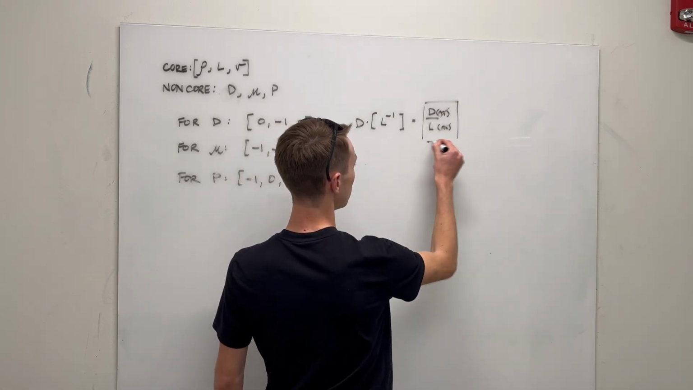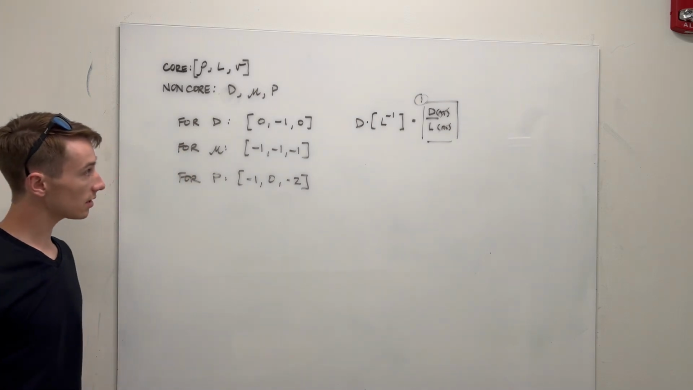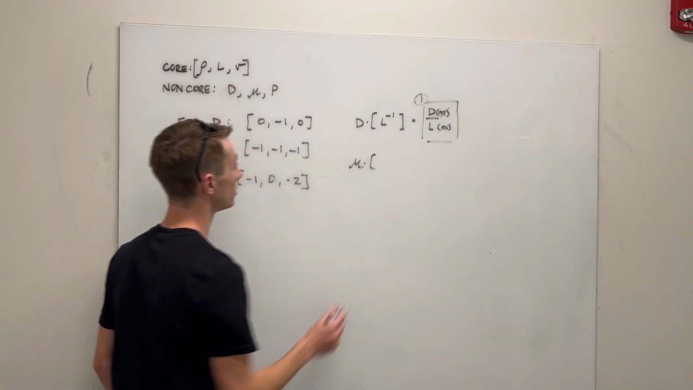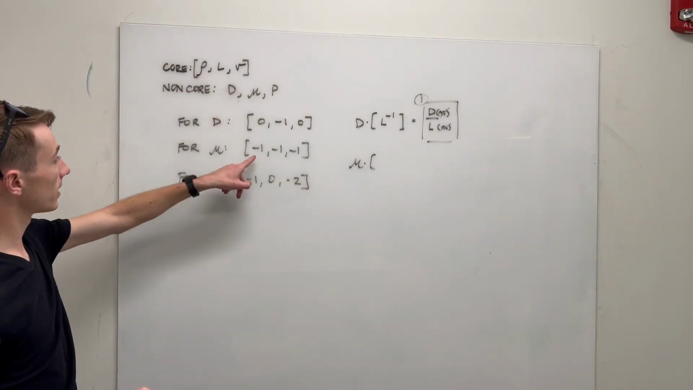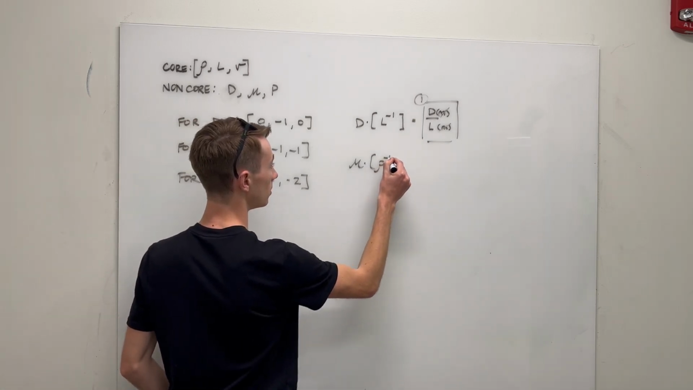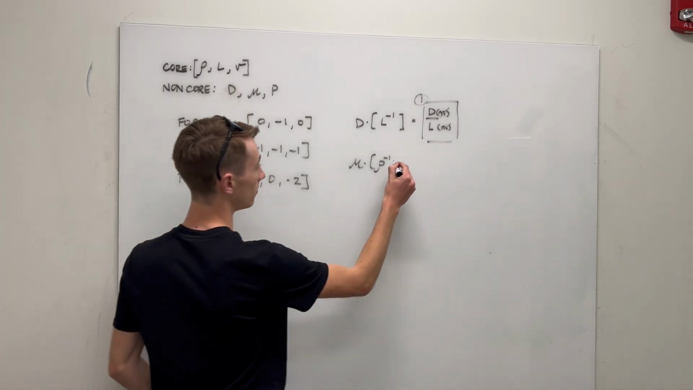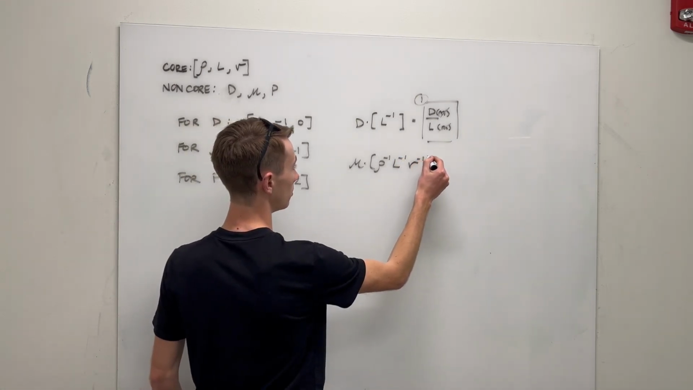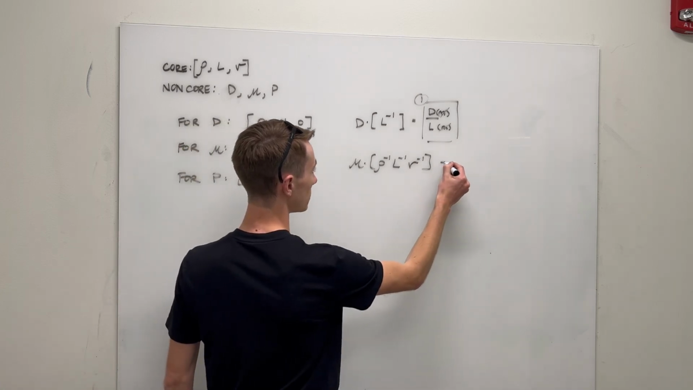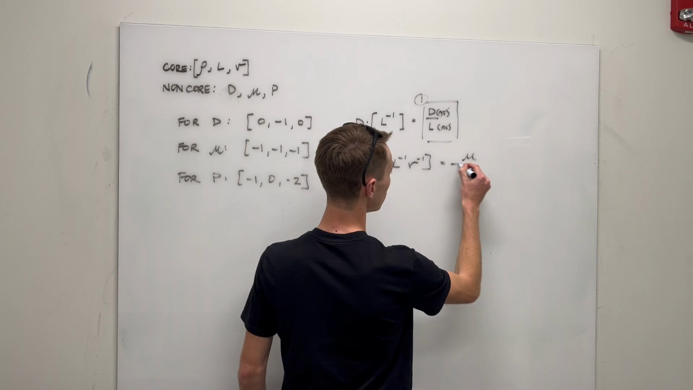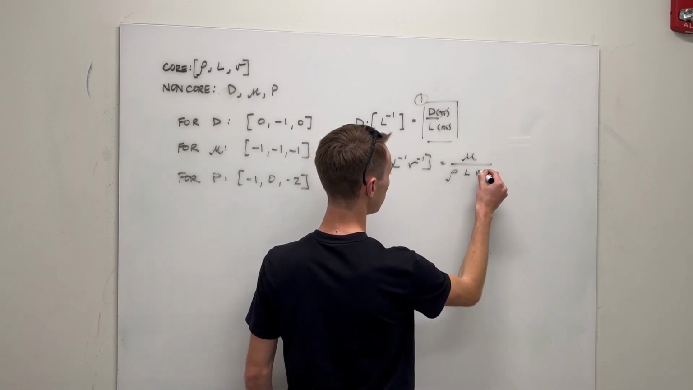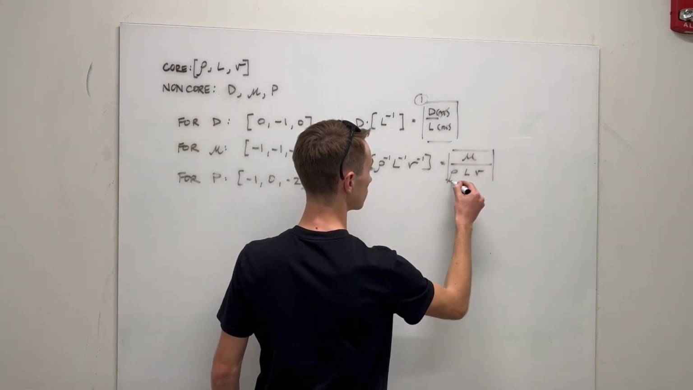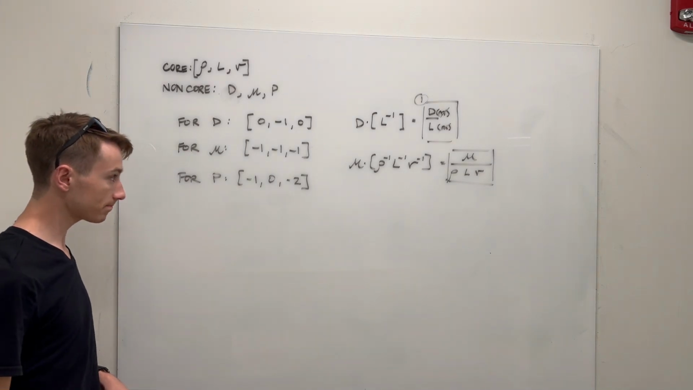So this is number 1. Number 2, for our mu. We have mu times rho raised to the -1 power, L raised to the -1 power, and velocity raised to the -1 power. This equals mu over rho L V. Now we're going to work with that one in just a second, so I'm going to leave that there.